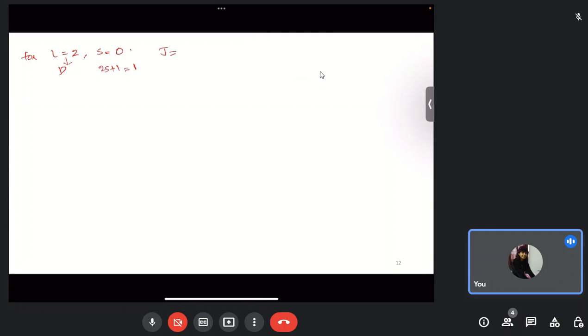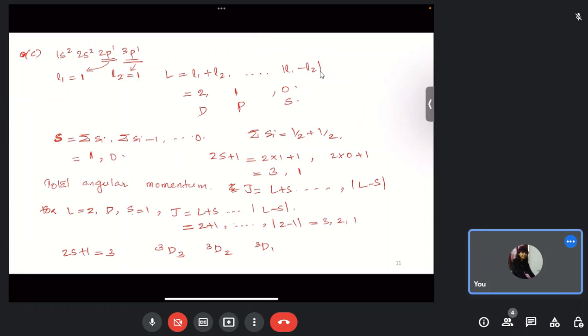The J can have values from L plus S to L minus S. Here it is going to be 2. It can have only one value, which is 2, because the S value is 0 here. So the term symbol corresponding to this is going to be 1D2. And we have 2 more values of L.